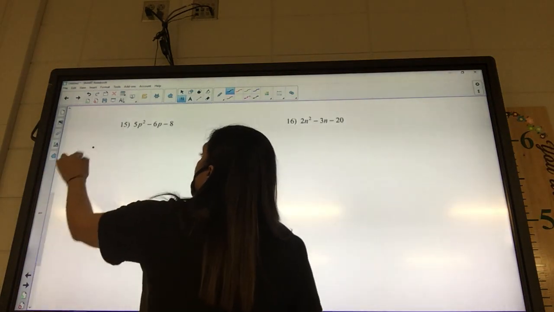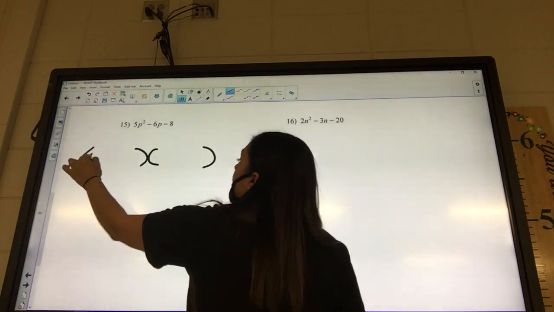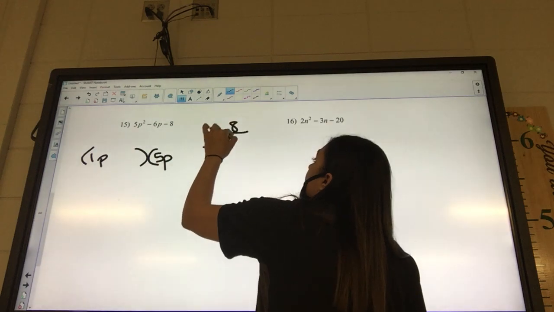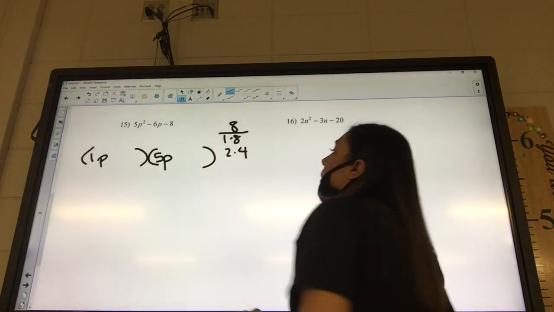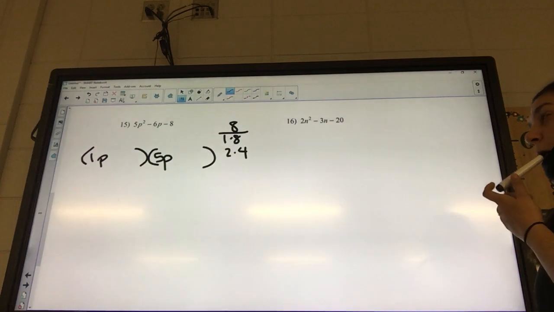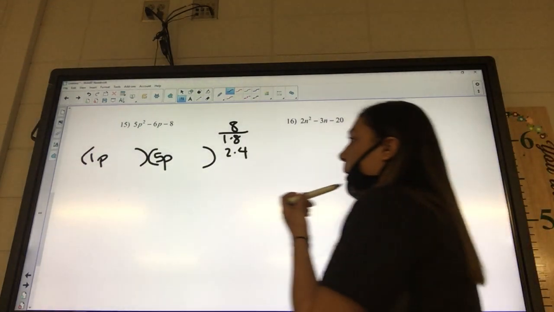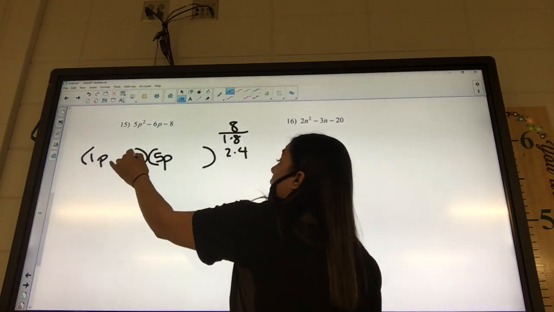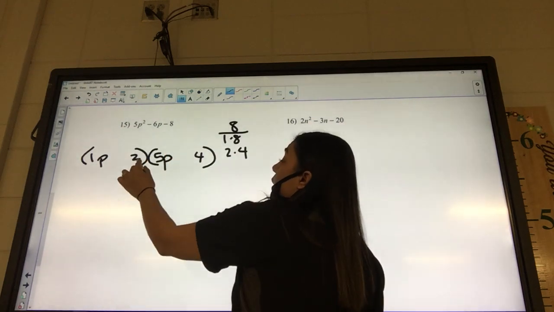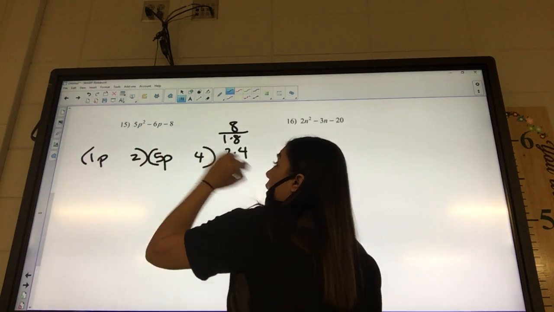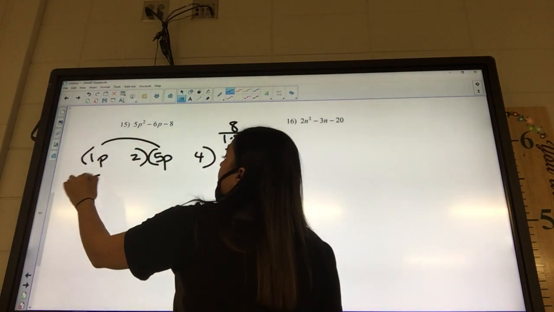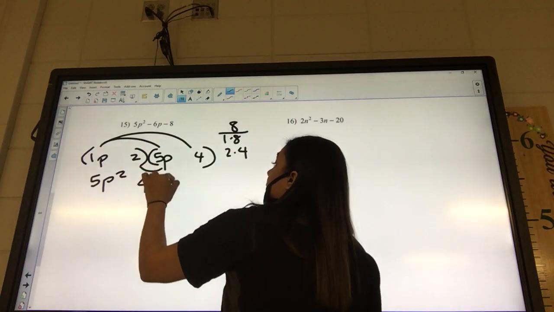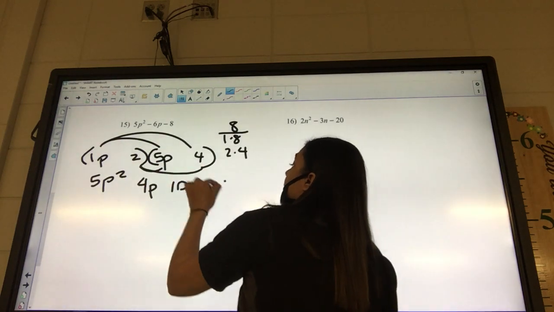Okay, look at 15. So you got 1 and 5, P and P, and we got 1 times 8 and a 2 and a 4. What do you want to use? 2 then 4? So you get 10 and a 4, that would give you 6. So 5P squared, the outer would be 4P, the inner 10P, and then the last is going to be 8.